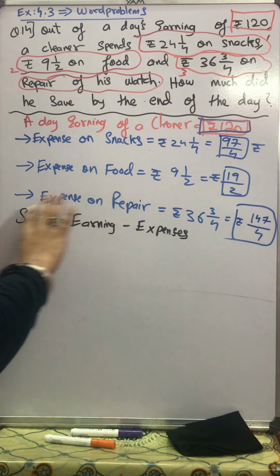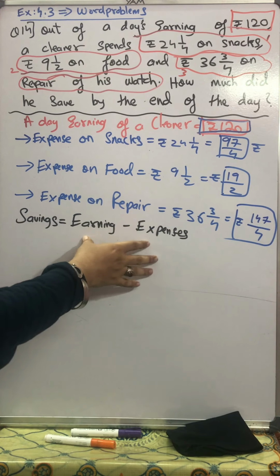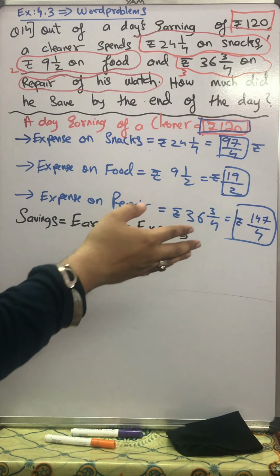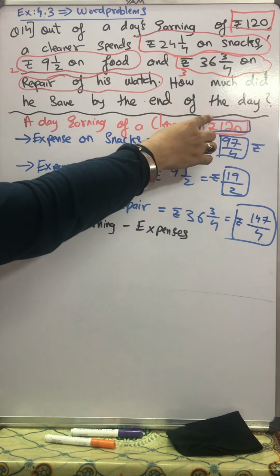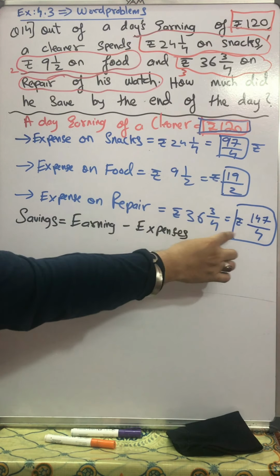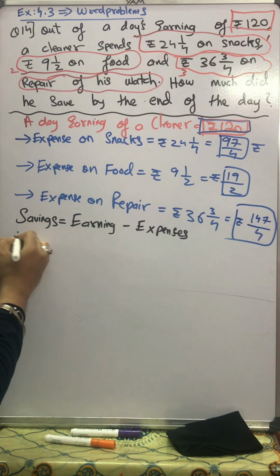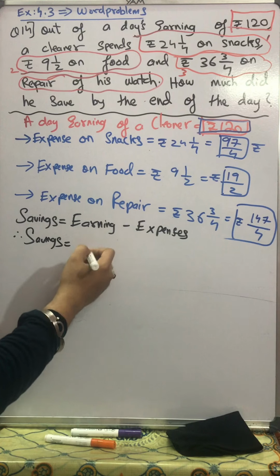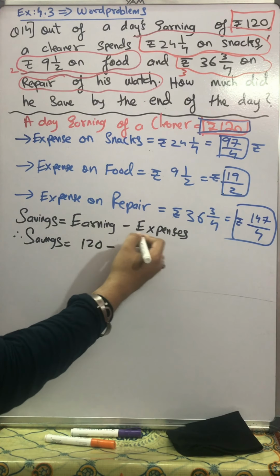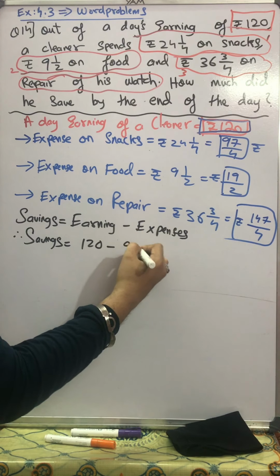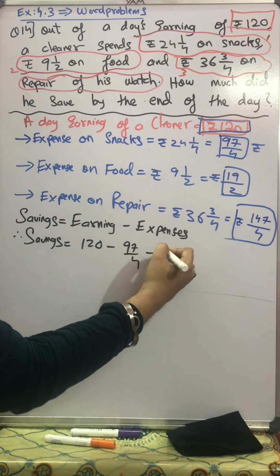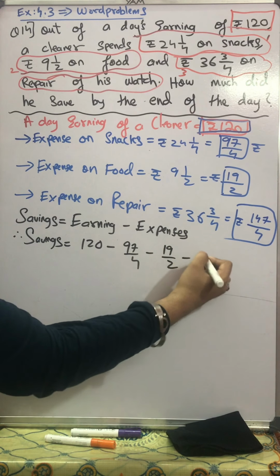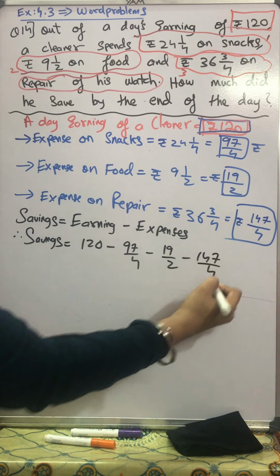It's not a formula or something. Okay, no need to write, just for your knowledge. You can even directly say that saving is what? From rupees 120 minus this and minus this. That's it. So savings is equal to earning, which was rupees 120, minus 3 expenses. Let's write. First is 97 upon 4, minus second is 19 upon 2, minus 147 upon 4.